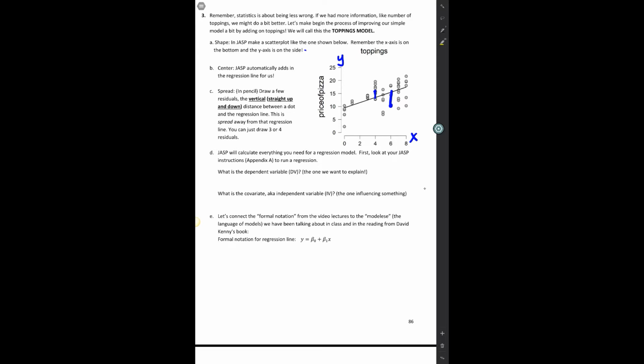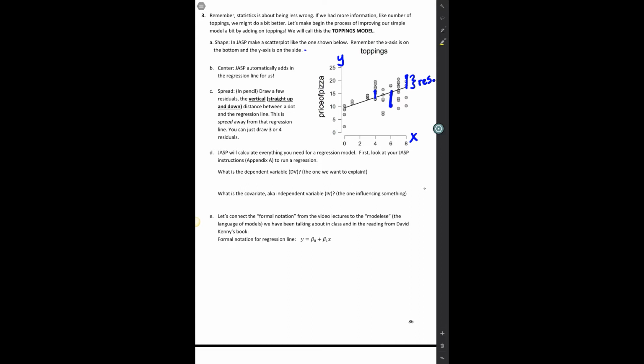We can see when x equals 4, where there's 4 toppings, that based on the line, I would estimate the price maybe around $12 or $13. And we can see here that there are a lot of pizzas that cost more than that had 4 toppings on them, but we also see in other places that there are pizzas that cost less than what we would predict. Those differences between the actual data point and what we would predict for that value of x, that's our residual. And that's showing us how much spread there is away from that center line or that regression line.